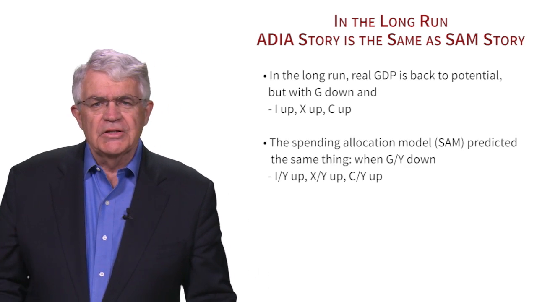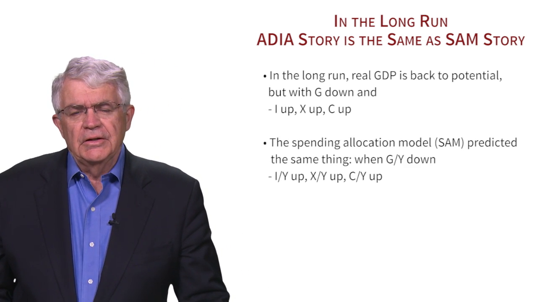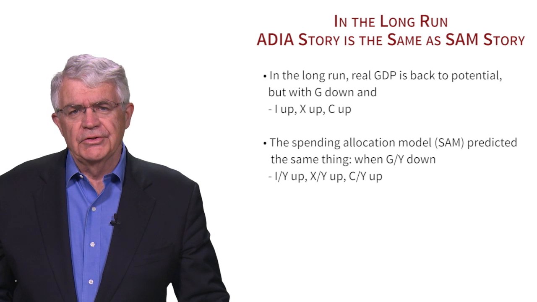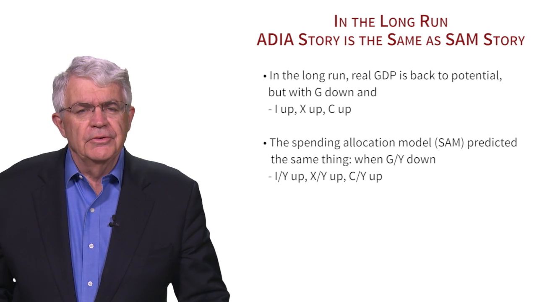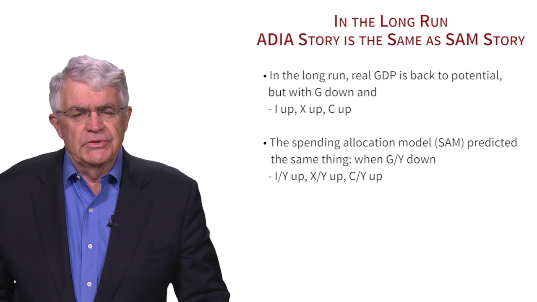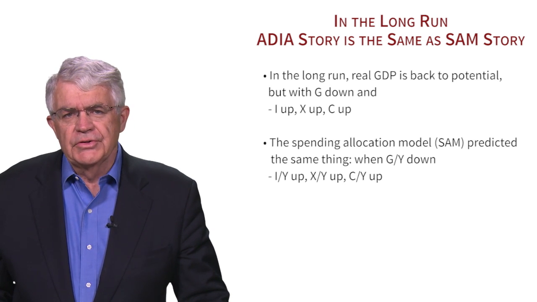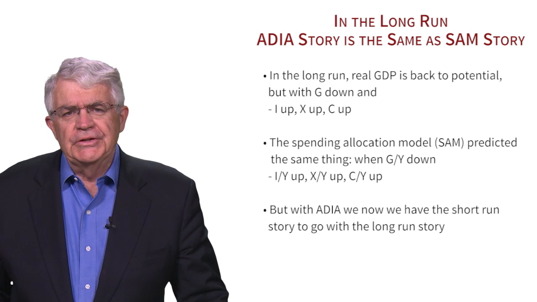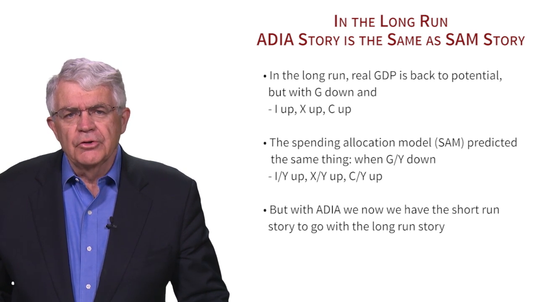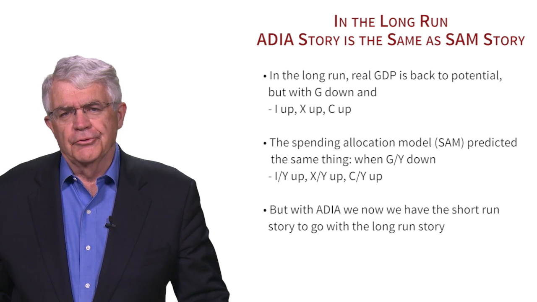Recall the spending allocation model really tells you the same thing. It's just focused on the long run though. It just says if government purchases falls as a share of GDP, then the other components of spending must rise as a share of GDP. So the conclusion in the long run is the same. But with this new short run model, which we've been calling the ADIA model, we now have the short run story that goes along with that long run story.